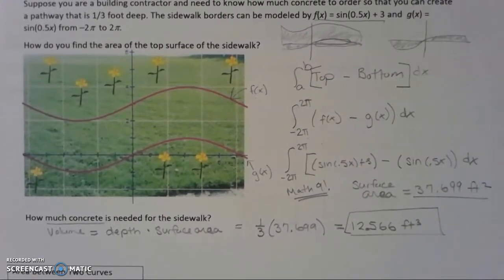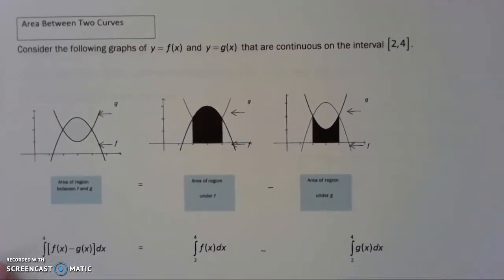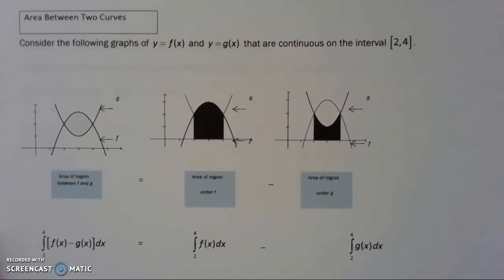Okay, so we're going to work more of these problems. I'm going to show you a few shortcuts, so let's just talk about what that rule is. So down here at the bottom it kind of recaps this rule. So the area between two curves, consider the following graphs of y equals f of x and y equals g of x. They are continuous on the interval from 2 to 4.